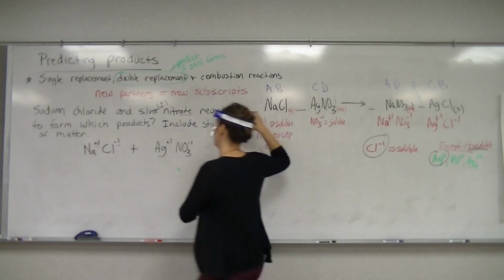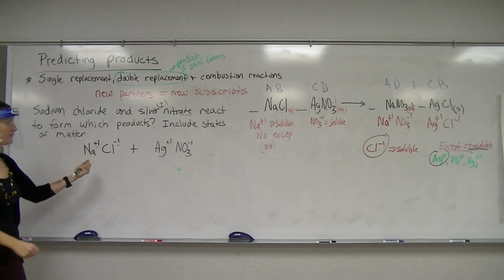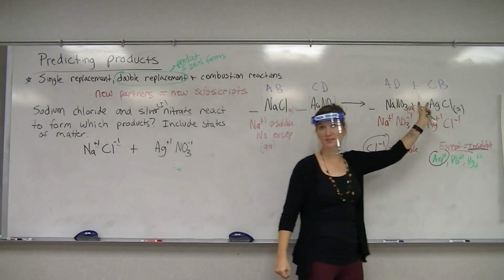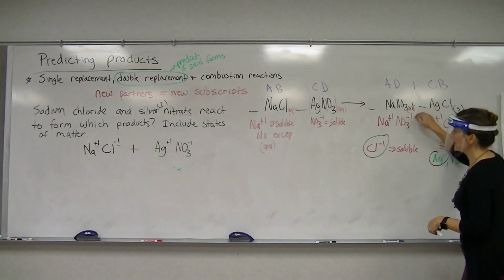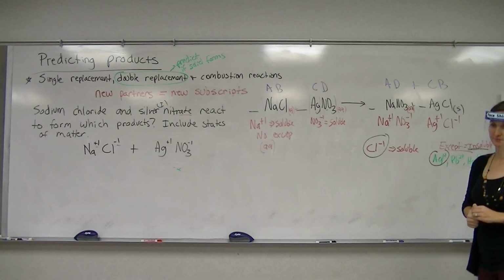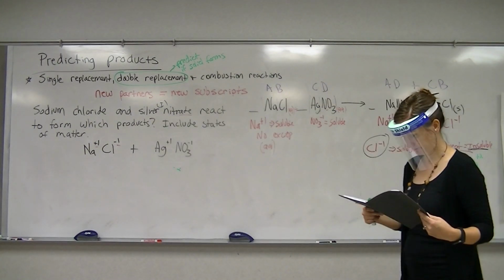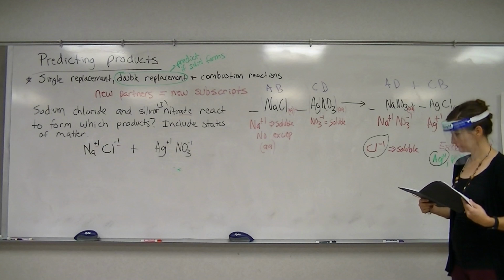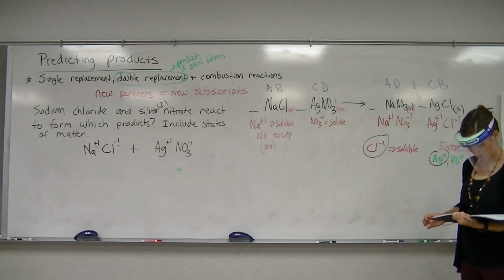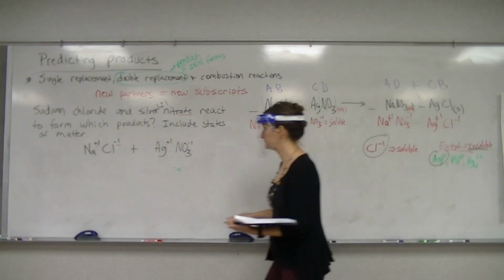So this would be the correct answer for this question. You would have to first figure out what the reactants look like. Knowing it's a double replacement would help you predict the products, and then go through and use your solubility tables to figure out the states. All right. Try another one.